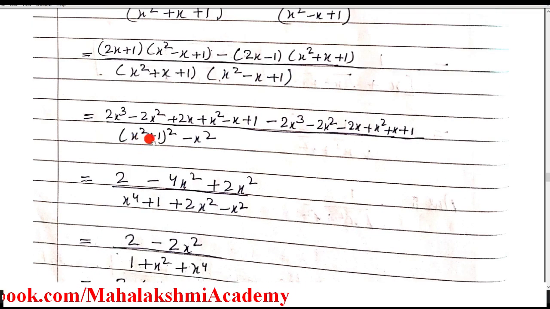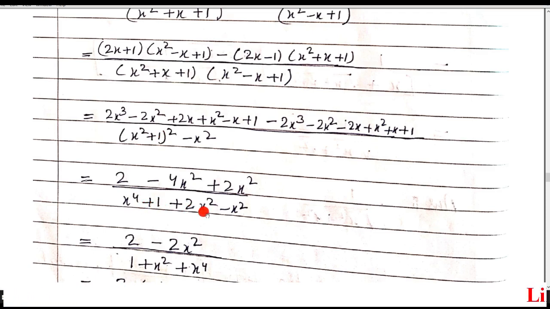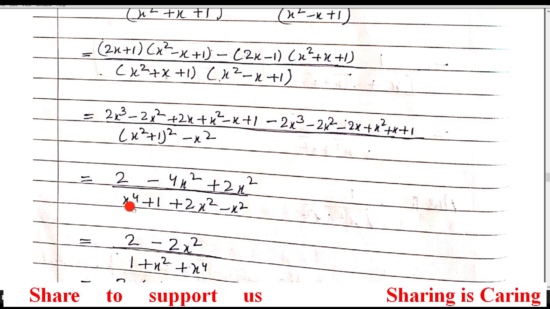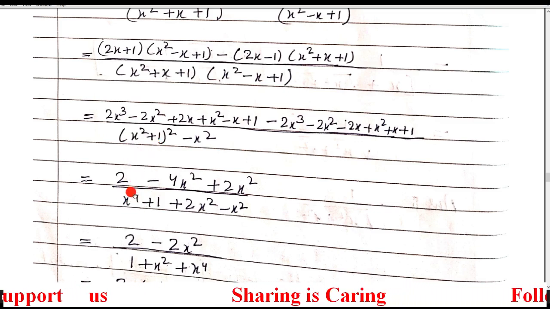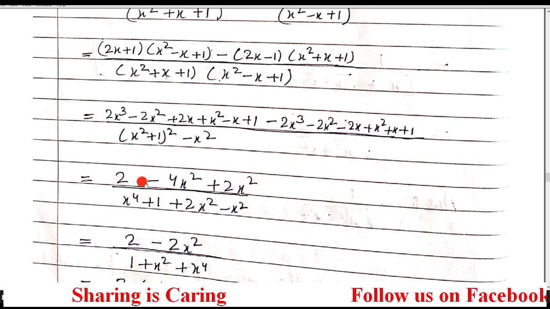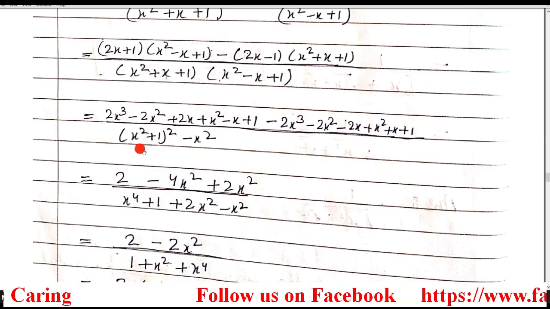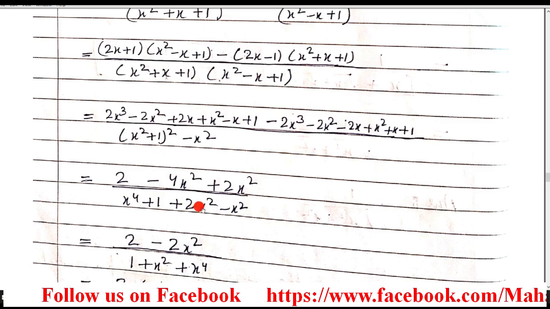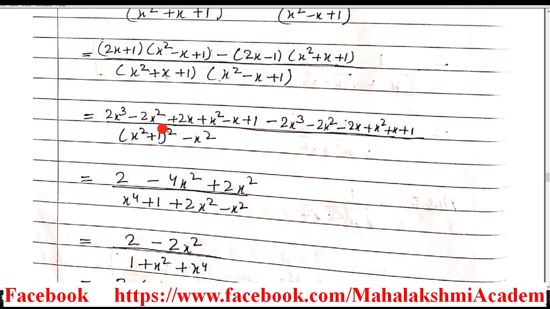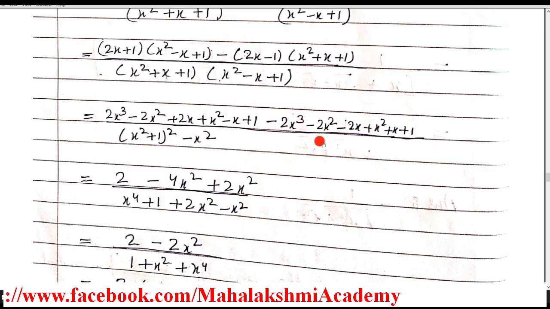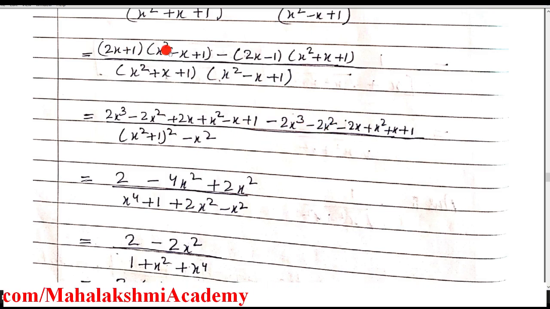Now below, just use the a plus b whole square formula, that is a square plus b square plus 2ab, and this minus x square as it is. Again I am repeating, to open this bracket use the a plus b whole square formula. So x square squared is x to the power 4, then b square is 1, then 2ab gives 2x square, and this x square as it is. Now how did we get these terms in the numerator? By opening these two brackets. So when we opened them, we got terms like this.